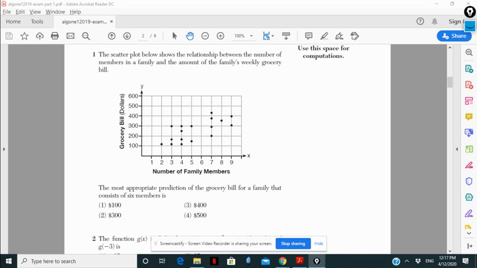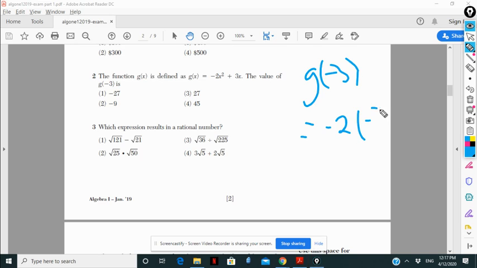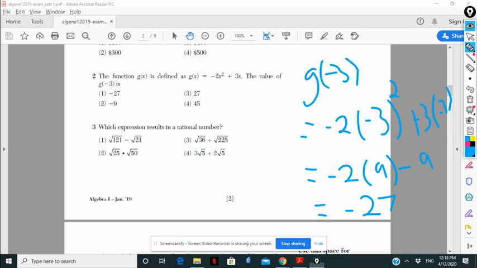Okay, question number 2. If g(x) equals negative 2x squared plus 3x, what is the value of g(-3)? So g(-3) equals negative 2 times negative 3 squared plus 3 times negative 3. That's going to be negative 2 times 9 minus 9, which is going to be negative 27. So the answer is going to be number 1.